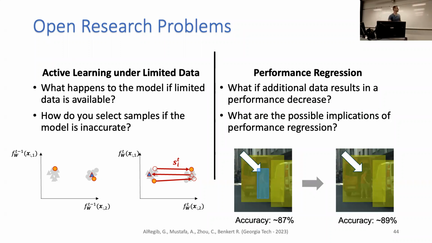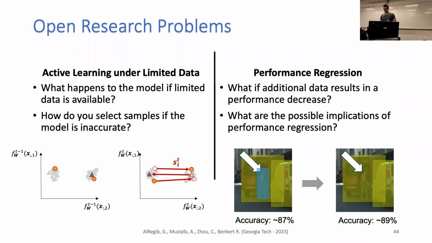So yeah, that kind of concludes this first part of limited data. Now let's talk about performance regression. Now if we switch gears, I introduced this as: what happens if you add more training data and the performance decreases? What happens if the performance decreases? Now, why is this interesting?